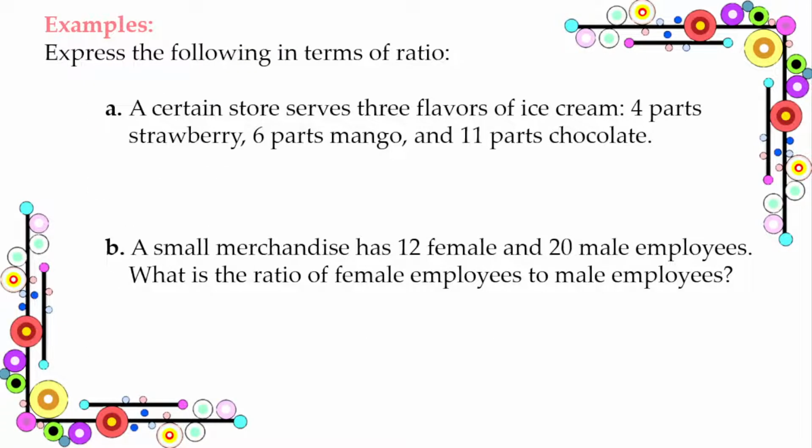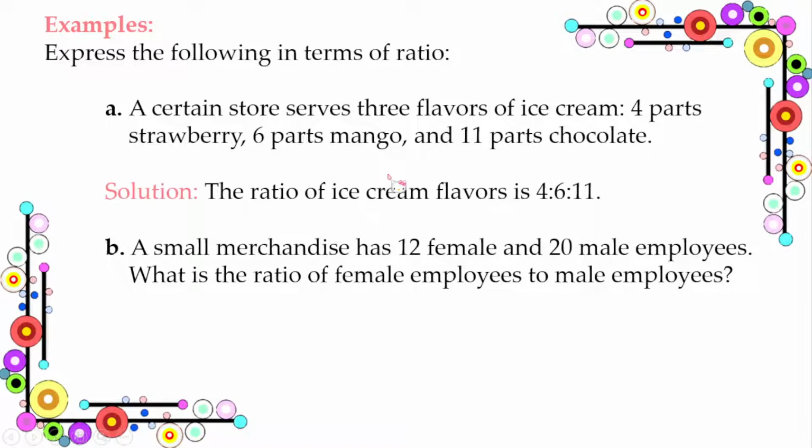So here, express the following in terms of ratio. So we have letter A. A certain store serves 3 flavors of ice cream. So 4 parts of strawberry, 6 parts of mango, and 11 parts of chocolate. So the ratio of the flavors of ice cream is 4:6:11. Okay?